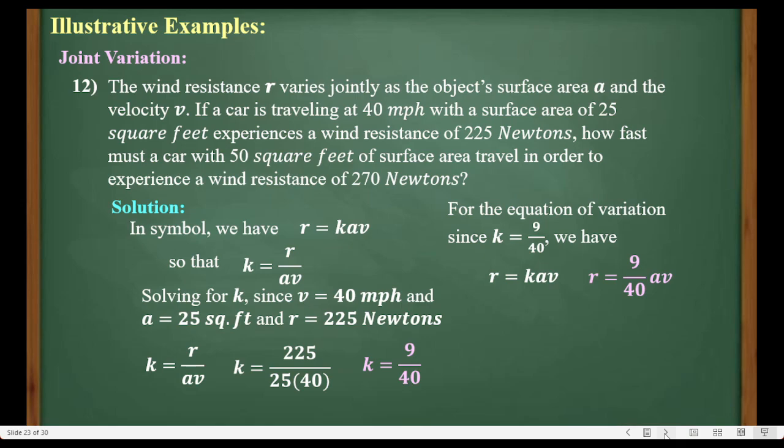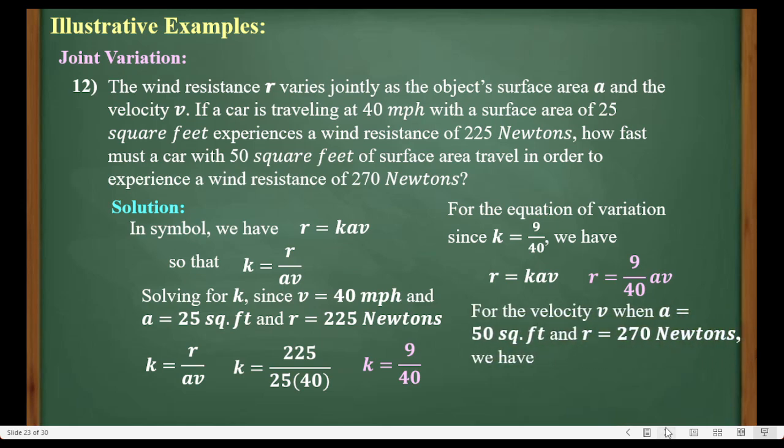Then, going back to the problem, how fast must a car with 50 square feet of surface area travel in order to experience a wind resistance of 270 newtons? So you will notice that the problem is asking for what? The velocity. Okay, so V is unknown. And the surface area together with the wind resistance, their final values are given. Now, these are the final values of the surface area and the wind resistance.